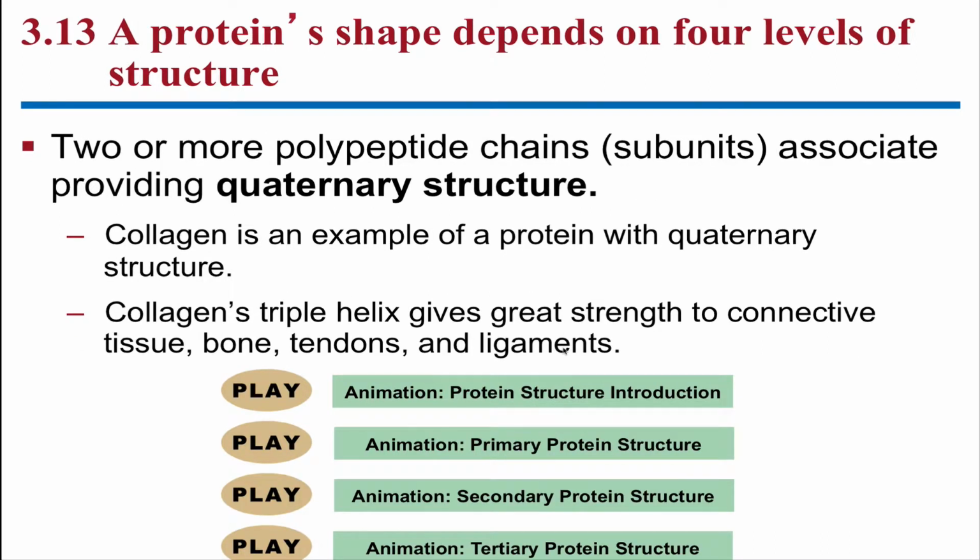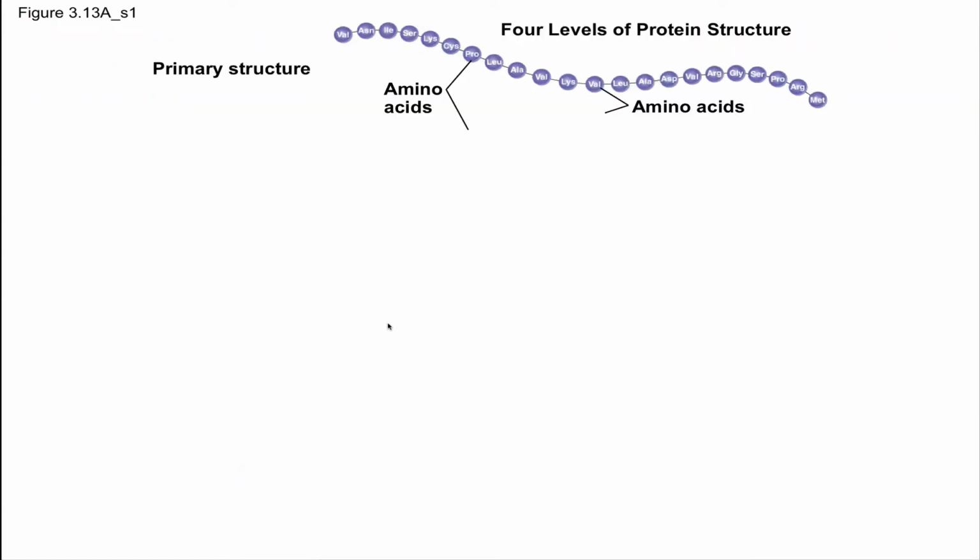So when two or more polypeptide chains, or polypeptide subunits, come together and associate, they end up making what's called the quaternary structure. We looked at collagen a couple of slides back. That's a very good example of a protein with a quaternary structure. Collagen has what we call a triple helix. It's three strands that are twisted around one another. It makes it very strong in connective tissue. And we find connective tissue in bones and tendons and ligaments. There are other places we find connective tissue as well, but for now, we'll just leave it at that.